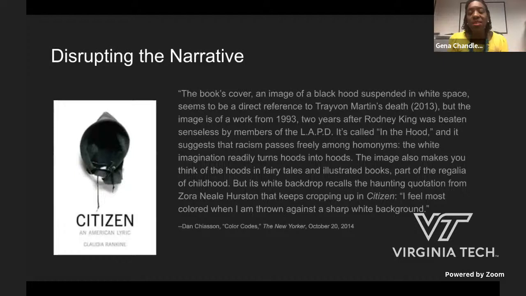image from Claudia Rankine's 2014 collection here, Citizen. The book's cover may be reminiscent of something we've seen before, a Black hood suspended in white space that probably for many of us provides a direct reference to Trayvon Martin's death in 2013. But ironically, interestingly, this image is of a work from 1993, 2 years after Rodney King was beaten senseless by members of the LAPD. It's called In the Hood, and it suggests that racism passes freely among homonyms.